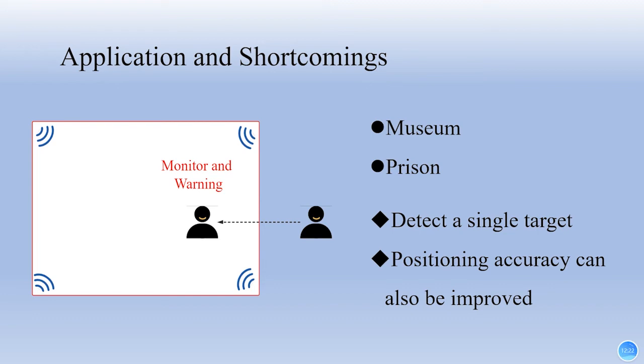Next, I will introduce the applications and some shortcomings of our research. It can be used to monitor certain areas in large museums or prisons, because in these special circumstances, it is impossible for the person to be located to actively carry the positioning device. Therefore, we can only use passive positioning instead of active positioning to monitor these areas.